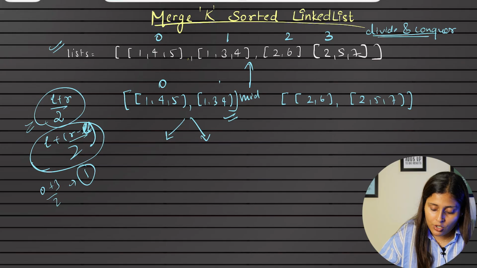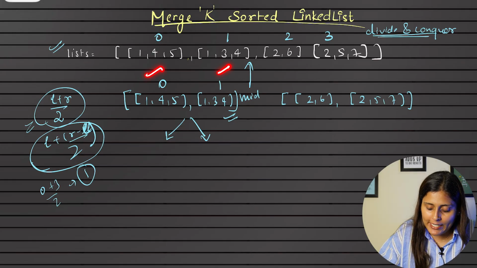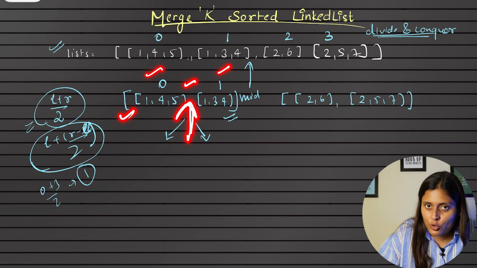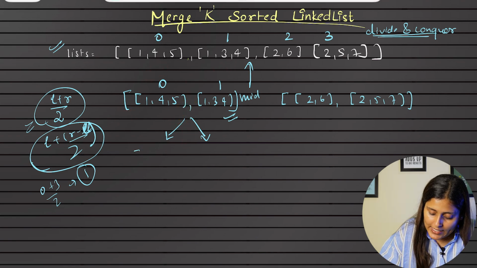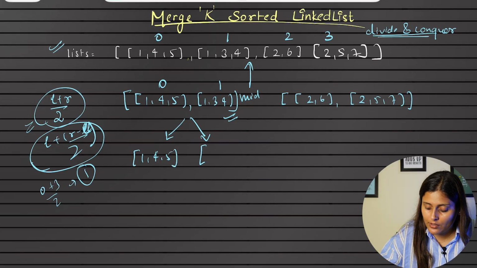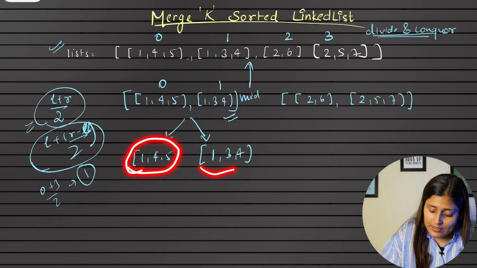Why? Index is 0, 1. So mid will be 0 plus 1 divided by 2, which is 0.5. Can I say 0? So 0 will be our mid index. So from left to mid, meaning 0 to 0, will be our left. So can I say 1, 4, 5? Yes. Now mid plus 1 to right, so can I say 1 to 1, meaning 1, 3, 4. Now I can say that this is of size 1 and this is of size 1.